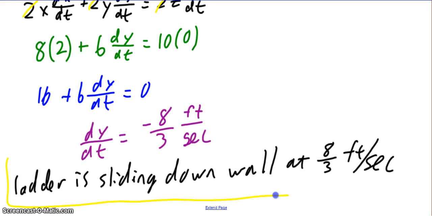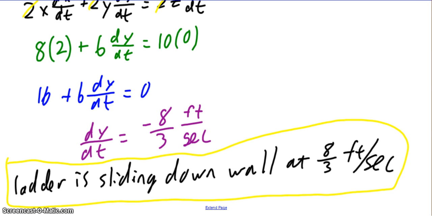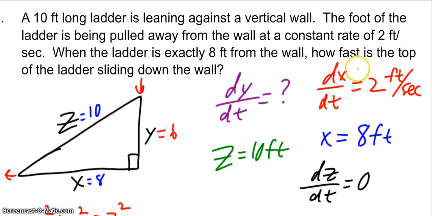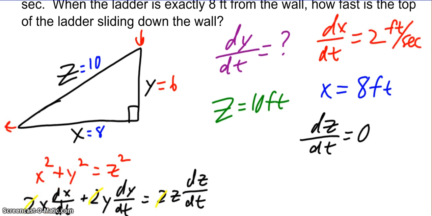Alright, so we should end up with the ladder sliding down the wall at 8/3 feet per second. So how do we come up with that? Well, we already drew the picture and found our information. Now, the one thing that we didn't do previously was recognize that y is going to equal 6 when x is 8 and z is 10. Now, if you didn't recognize that this was a 6, 8, 10 triangle, you could use the Pythagorean Theorem to find the missing side of the triangle when the other two variables are constant. It's okay to do that. That's not jumping ahead to step 4 yet, because this equation doesn't involve rates yet.